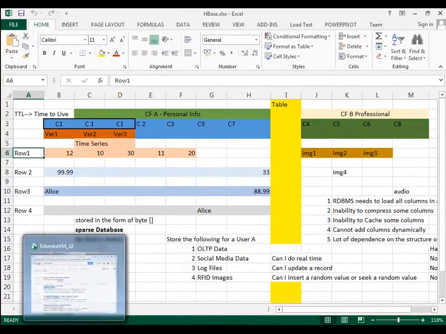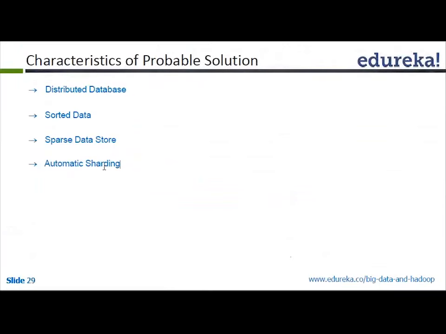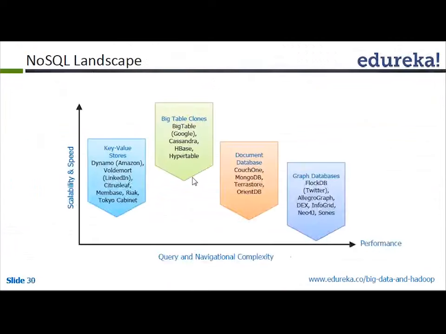So where are we? Let me go back to the PDF. So I have told you how automatic sharding happens. That is taken care of by the framework. I don't have to worry about it. So let me move on.